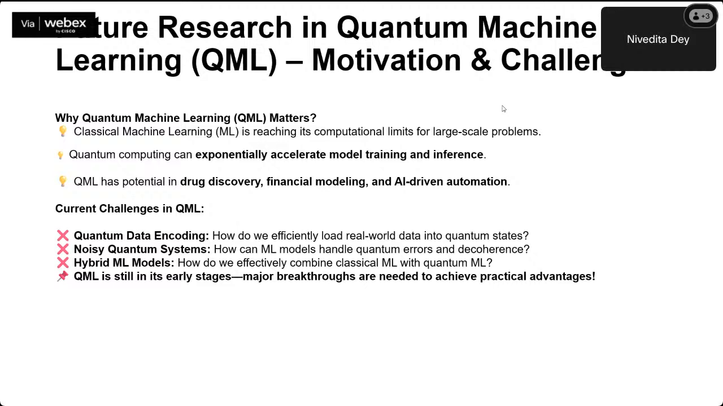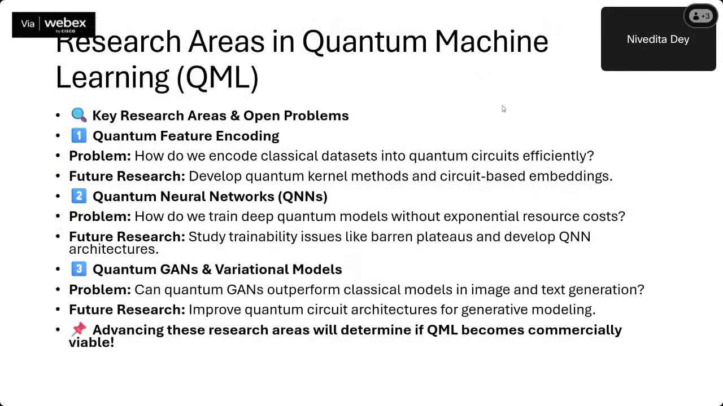Quantum data encoding is very difficult. Noisy quantum systems are again a challenge. With hybrid ML models, finding the interface between classical ML and quantum ML is a challenge, and QML is still in its early stages. Though we can see an exponential acceleration of model training through the HHL, or Harrow-Hassidim-Lloyd, algorithm for quantum machine learning, there are a lot of challenges. If you can work on any of these challenges, that will be a breakthrough. Then there are quantum feature encoding, quantum neural networks, quantum generative adversarial networks, and variational models. All these things are there. I just mentioned a few use cases over here.